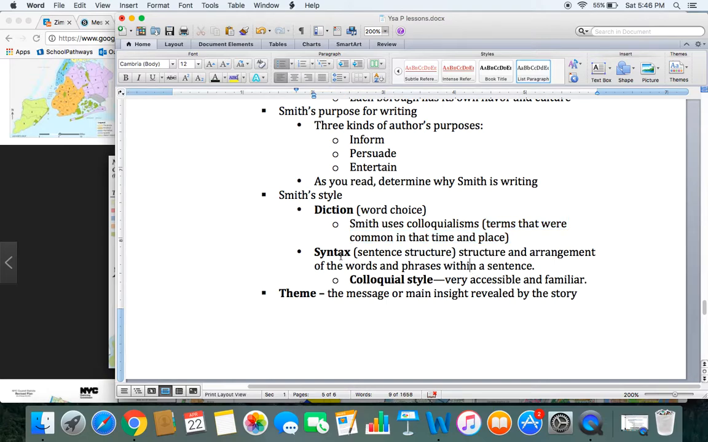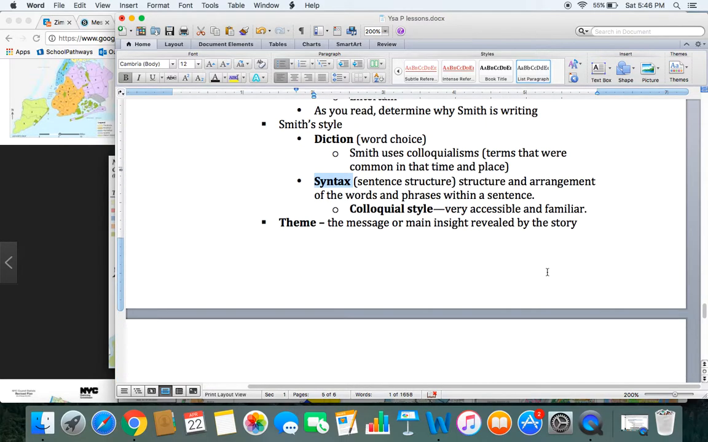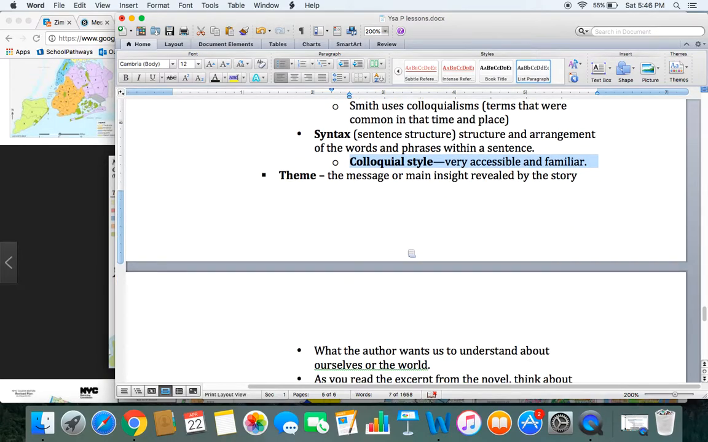And then syntax is sentence structure. This is how an author will structure and arrange the words and phrases within a sentence. Her style is very accessible and familiar. It would have been colloquial, which means it would have been typical of that era and of that time and place. The theme, you're probably pretty familiar with the idea of a literary theme.